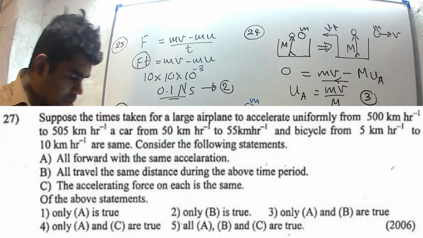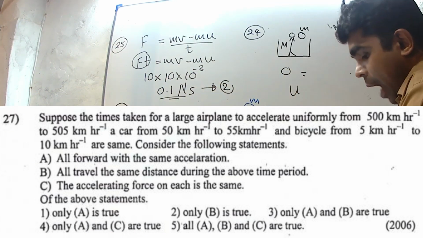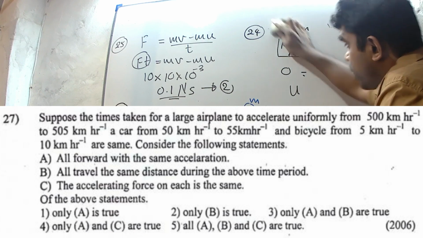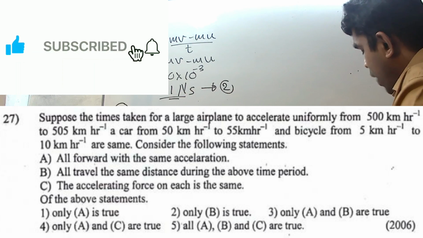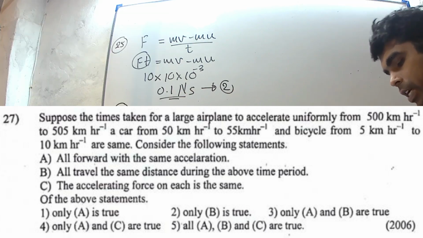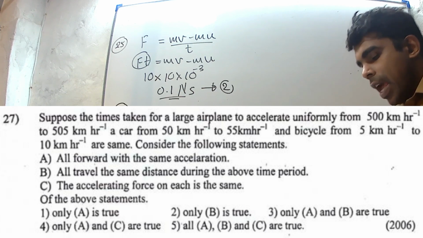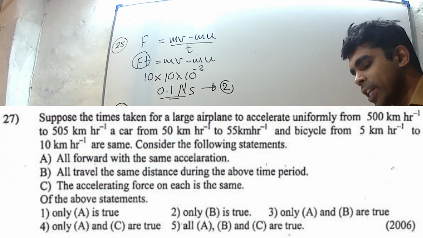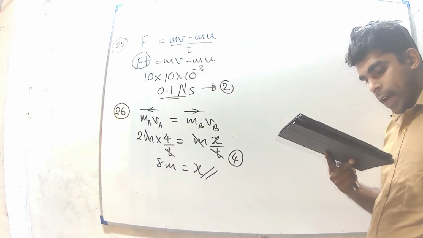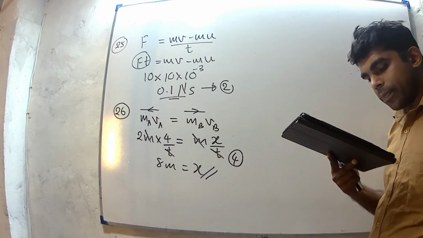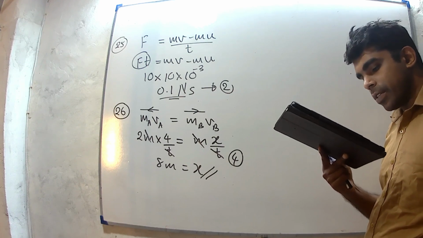Then 27. Suppose the time taken for a large airplane to accelerate uniformly from 500 kilometers per hour to 505 kilometers per hour, a car from 50 kilometers per hour to 55 kilometers per hour, and a bicycle from 5 kilometers per hour to 10 kilometers per hour are the same. Consider the following statements. Part A, all move with the same acceleration.